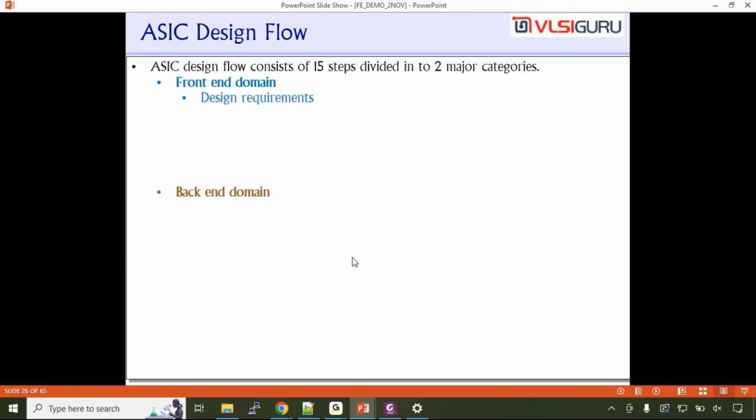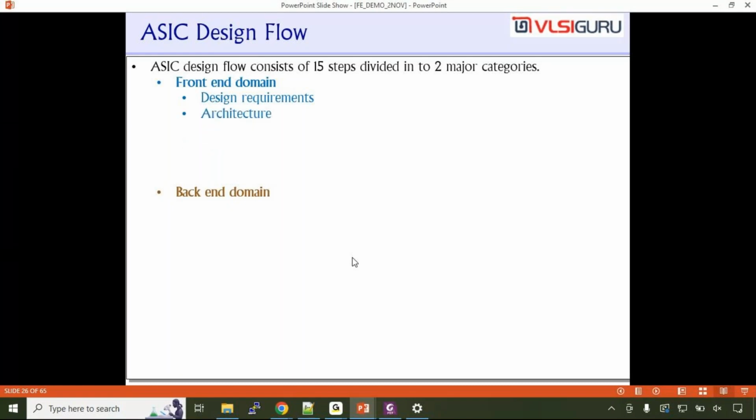The front-end domain starts with the design requirements, like the way your house construction started with requirements, right? What do you want in the house? How many floors? How many rooms? All those things, exactly the same. In house construction, whom did you go to next? The house architect, right? Here you will go to the chip architect.